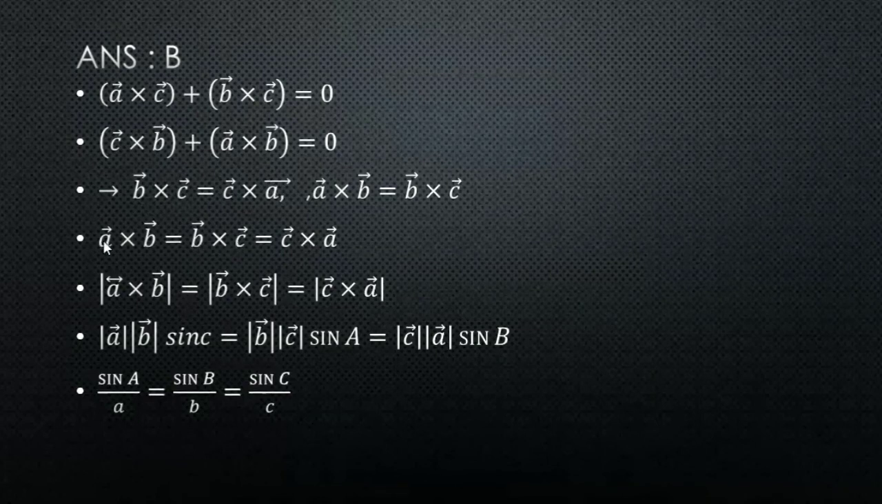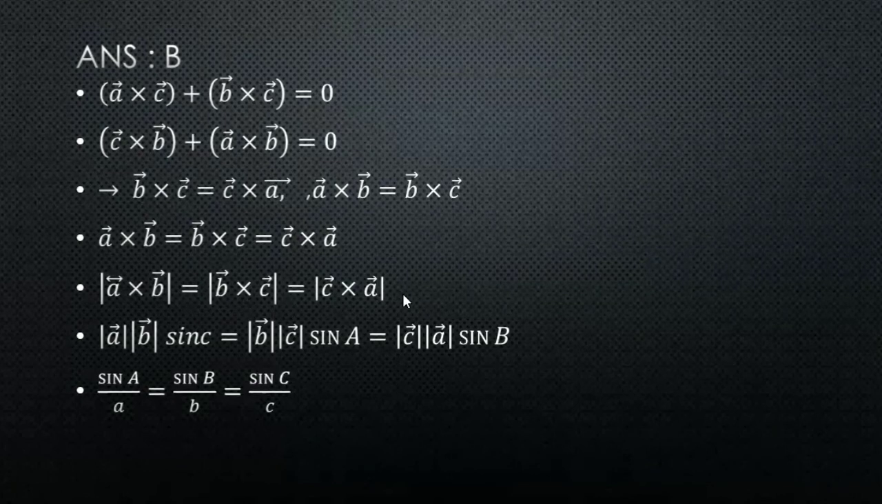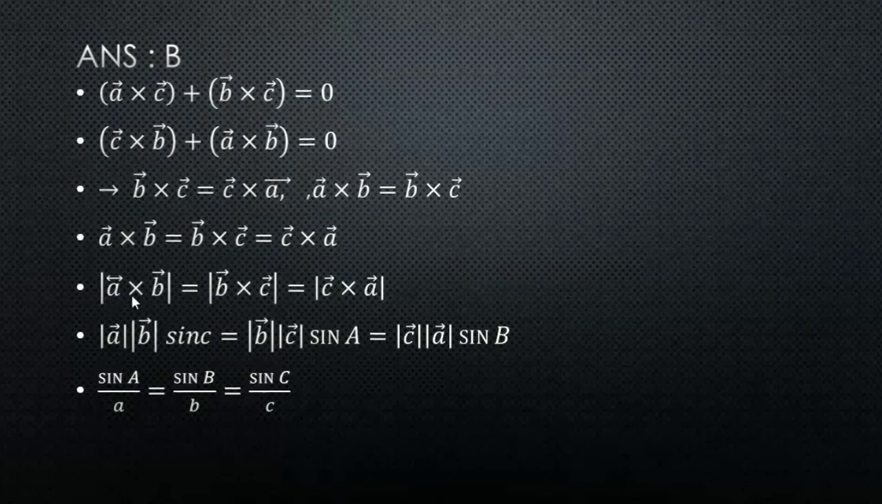Now if you take the magnitude everywhere, magnitude of A vector cross B vector is equal to magnitude of B vector cross C vector is equal to magnitude of C vector cross A vector. What will be the magnitude of this? Magnitude of A vector, magnitude of B vector, sine C. Is it clear? Because of A vector and B vector, this is by using the sine rule.